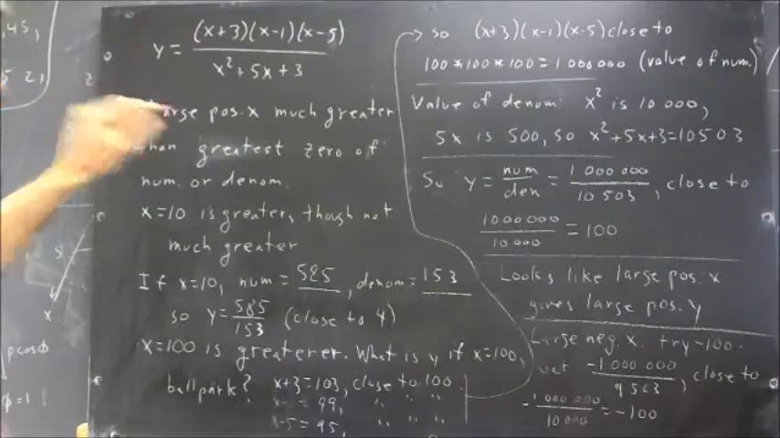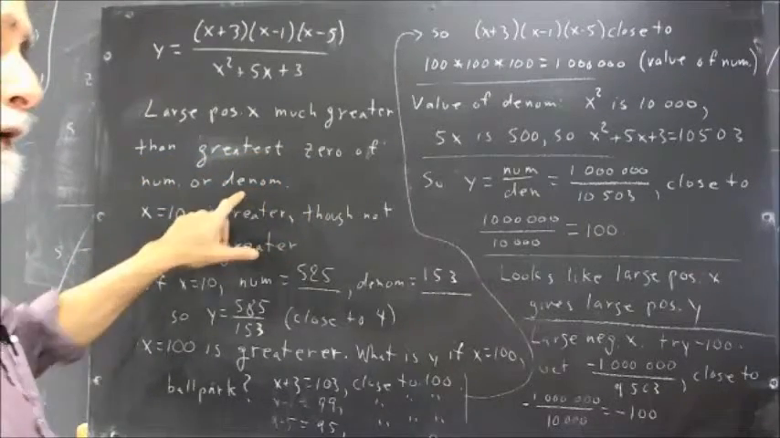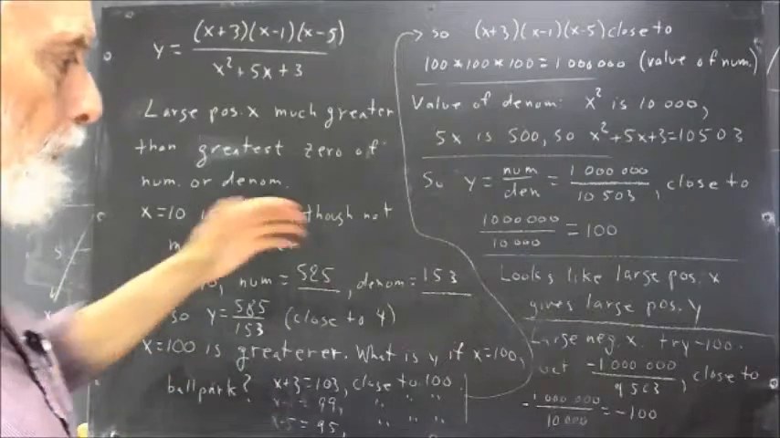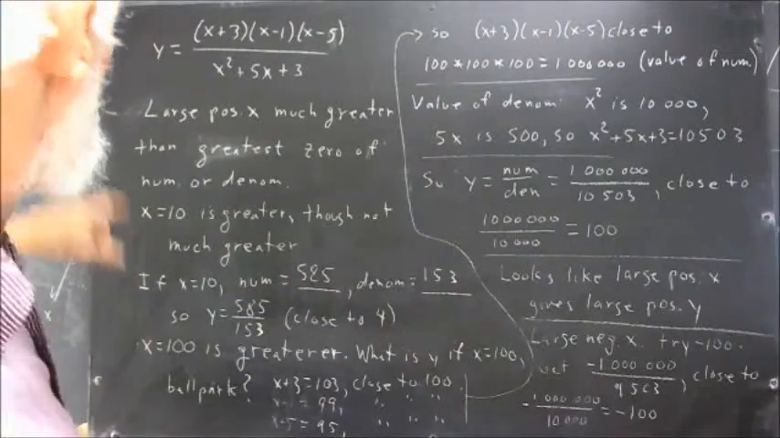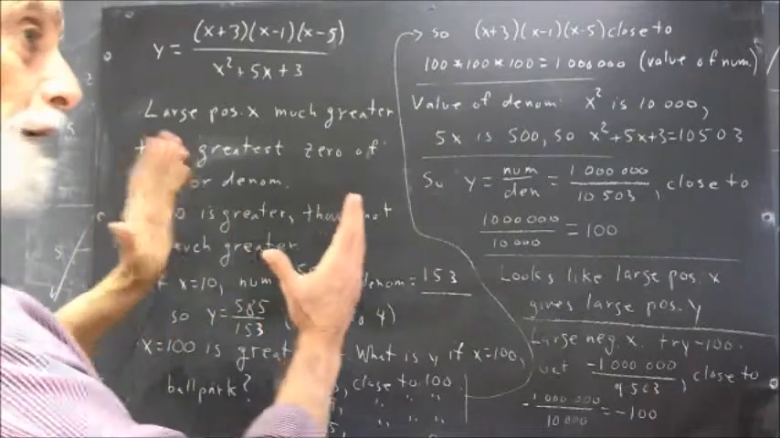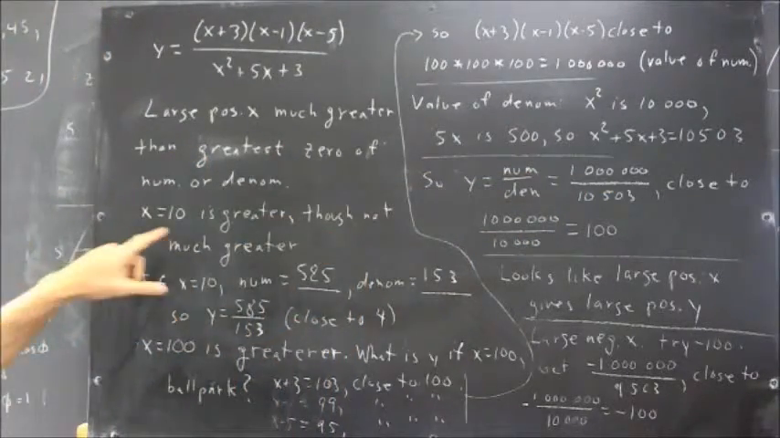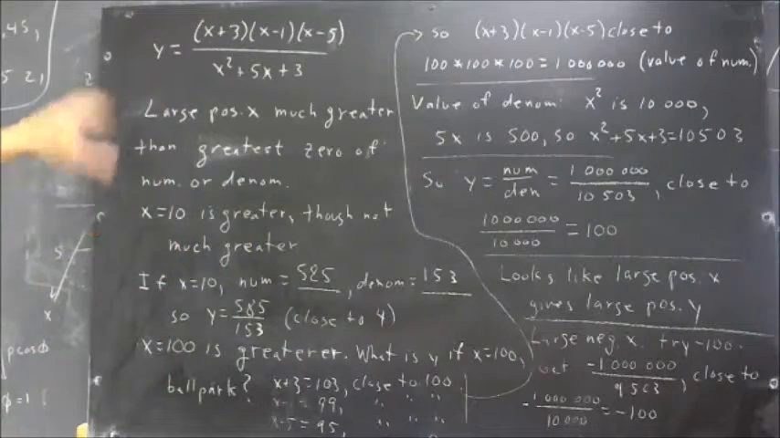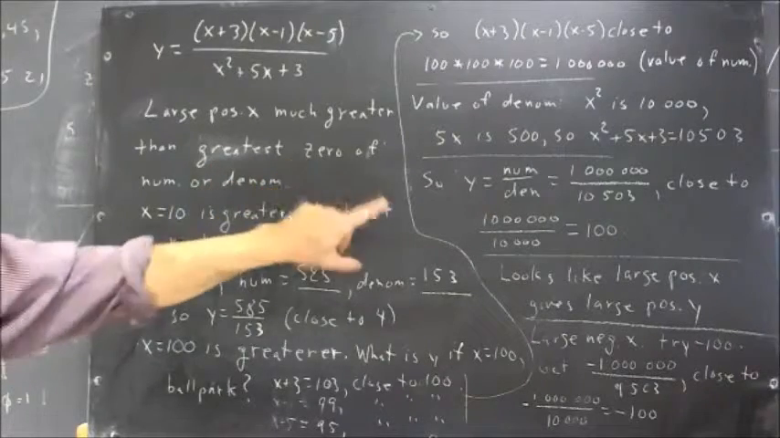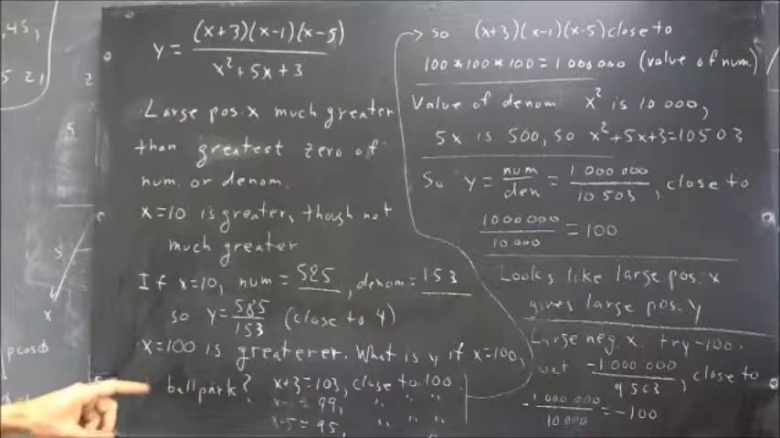Now, we want to consider large positive x, much greater than the greatest zero of the numerator or denominator. The zeros run from about negative 4.3 to plus 5. So, we want something bigger than that negative 5 to plus 5 interval. So we're going this way. We could try x equals 10. Somebody suggested that in class. x equals 10 is greater than x equals 5, so it'll give us an idea, although it's not that much greater, it's still worth evaluating.